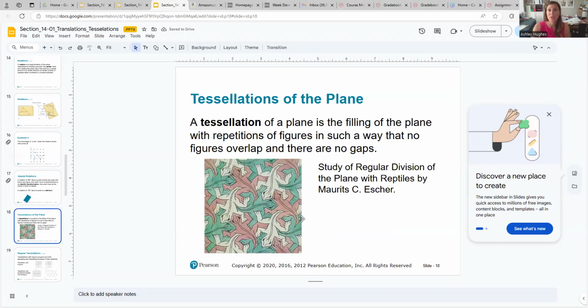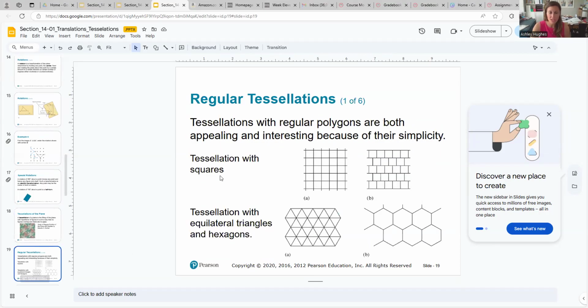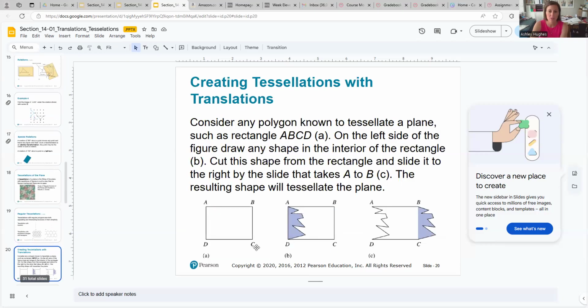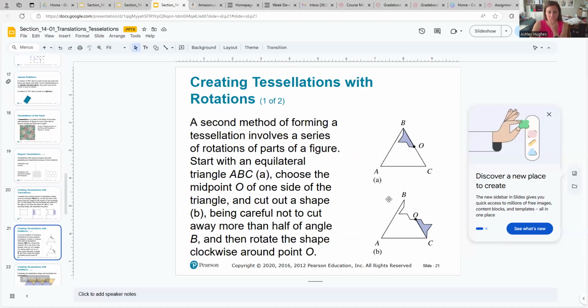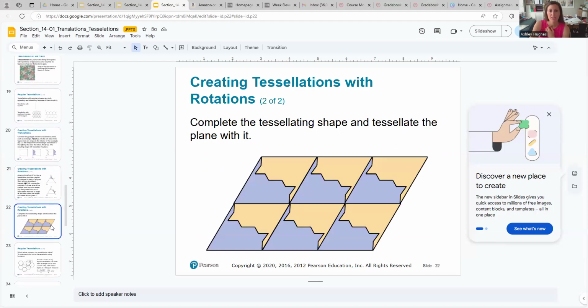Tessellations, you know about because we studied that for our project. This is talking about regular tessellations, regular polygons, with an example of squares, equilateral triangles, and hexagons. And then this is talking about kind of what you guys did, that you were able to cut out a shape, move it over and tape it, and then that figure also tessellated. And so this is explaining that method here.